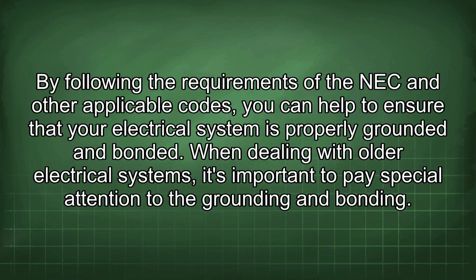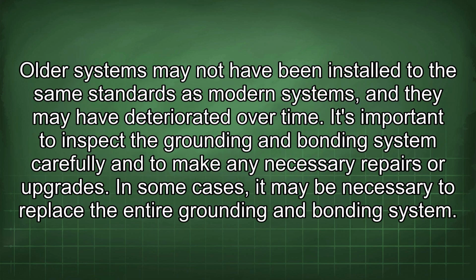When dealing with older electrical systems, it's important to pay special attention to the grounding and bonding. Older systems may not have been installed to the same standards as modern systems, and they may have deteriorated over time. It's important to inspect the grounding and bonding system carefully and to make any necessary repairs or upgrades. In some cases, it may be necessary to replace the entire grounding and bonding system.